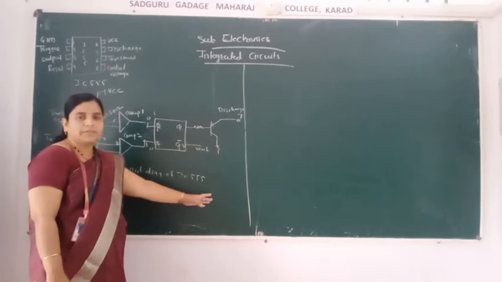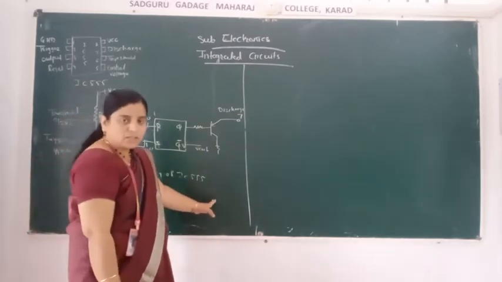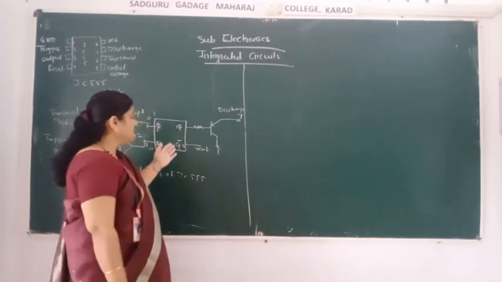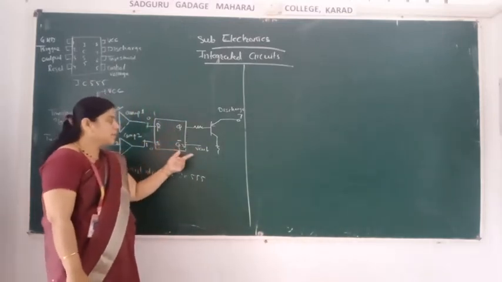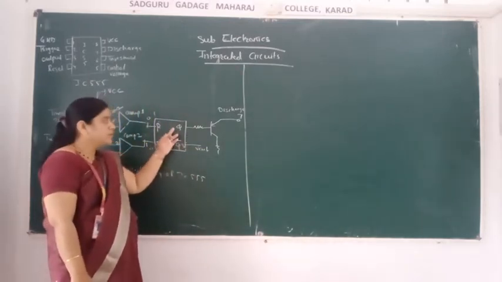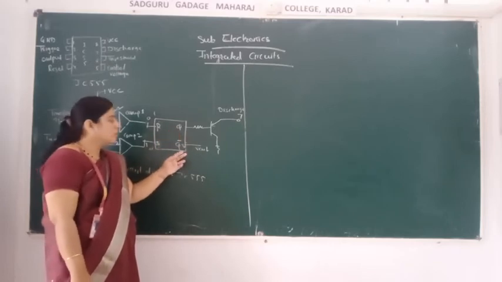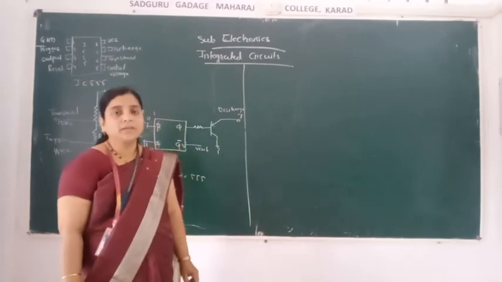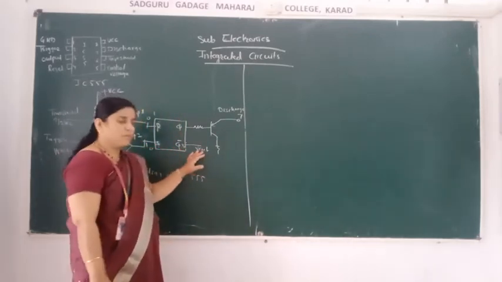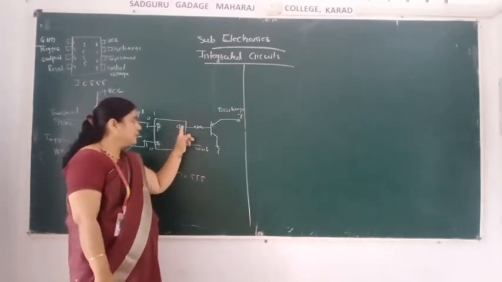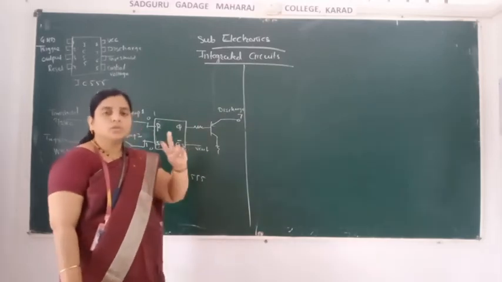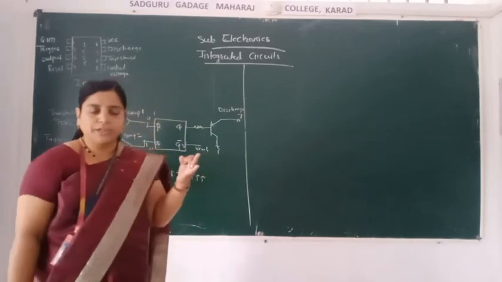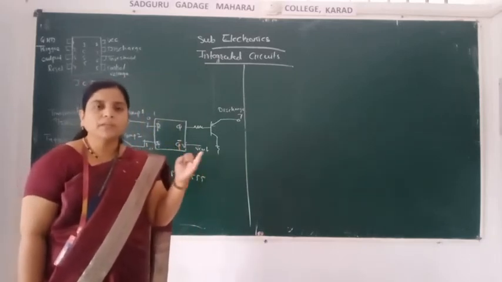Discharge means it will be at 0 position, and the output will be 0. There are Q and Q bar. When Q is 1, Q bar will be 0. When Q is 0, the output of Q bar, which we get at pin number 3, will be 1. If it is 0, it will be 1. If it is 1, it will be 0. So two conditions are there, depending on the trigger input and threshold input. Threshold input should be what?